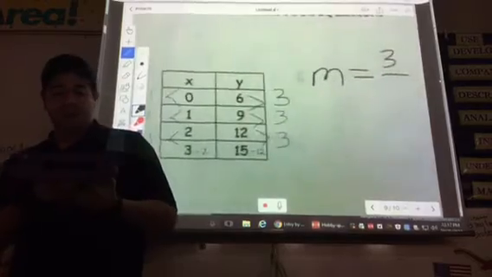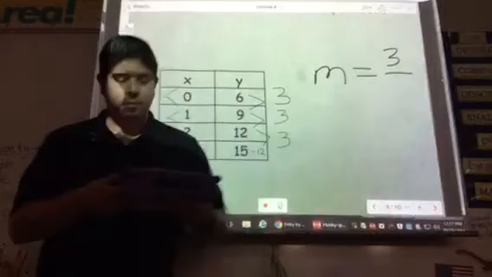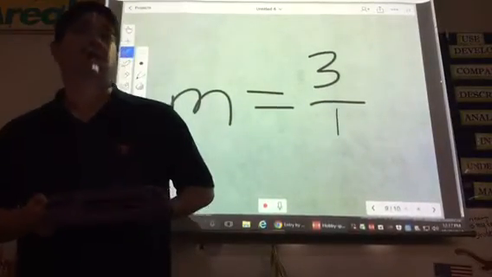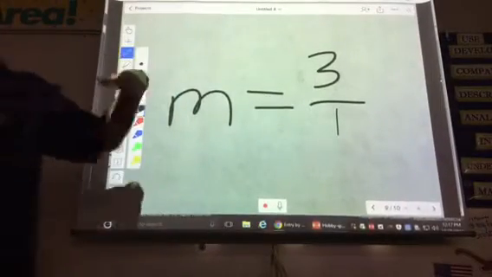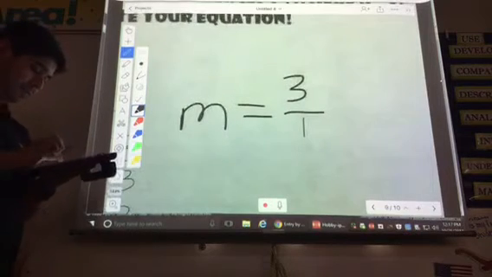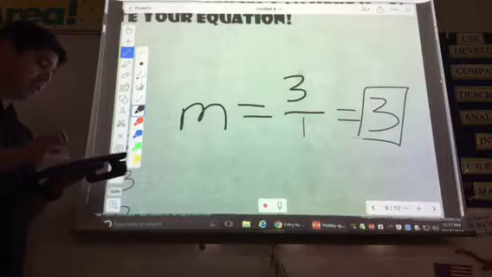So now once I have that, I'm going to put this number here as my denominator in my slope. So I go over here, and I put the 1. So what is 3 over 1? Like what is 3 divided by 1, simplified down even more? 3. Good. All right, so my slope is 3.